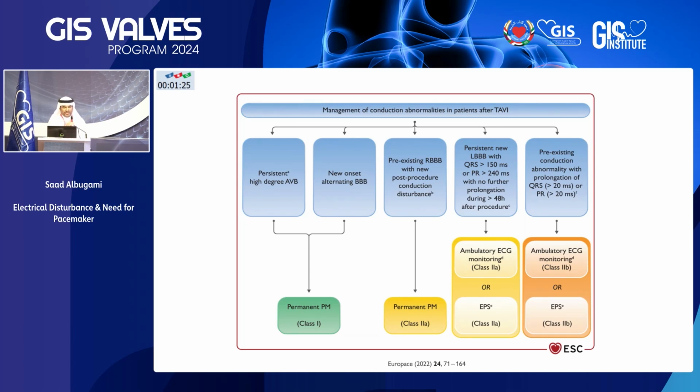If the patient has resistant high-grade AV block or a new onset alternating right bundle branch block, then probably this is a class 1 indication. If there is pre-existing right bundle branch block with new post-procedure conduction disturbance, then a pacemaker is a class 2A recommendation. Others are class 2A and class 2B recommendations, and it also recommends an EP study for these patients and prolonged monitoring for the rhythm.